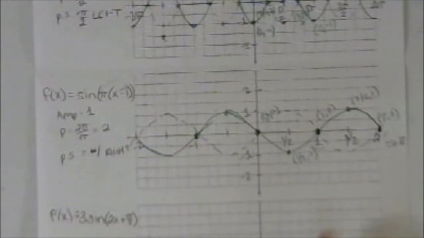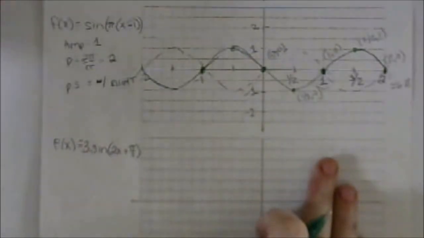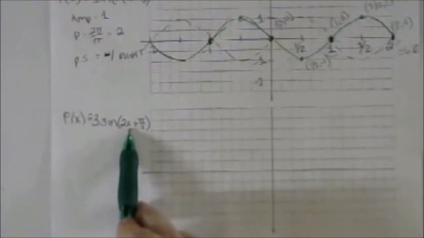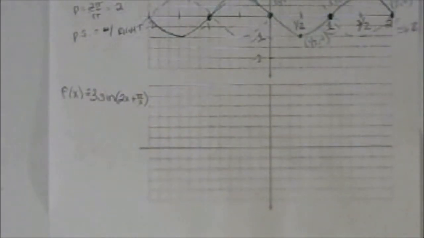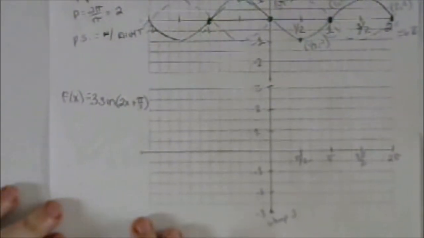Last one with intense focus on phase shift. This example has it all. It has amplitude, it has period, it has phase shift. Try this one out on your own. Go ahead and pause the video here. All right, let's get graphing.